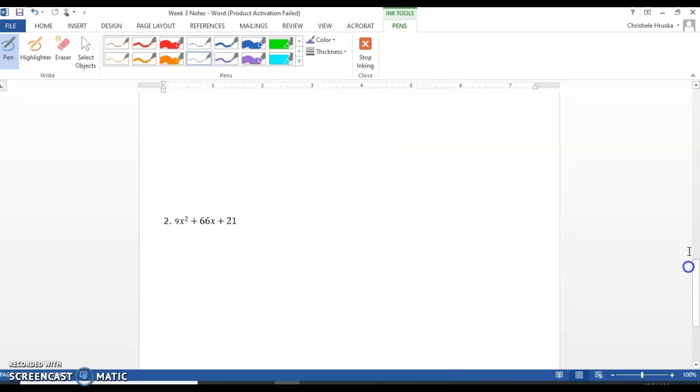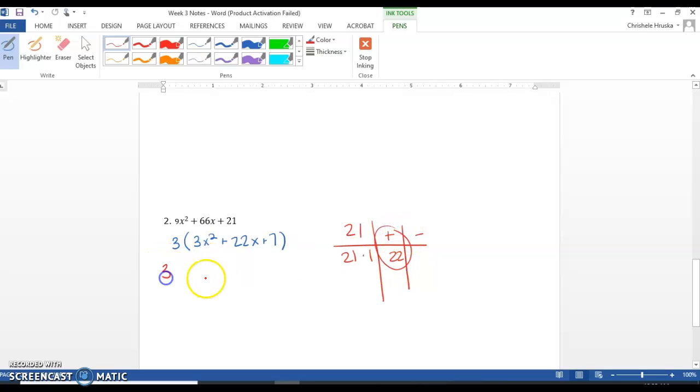Okay, this one looks like a beast. But what I see is that all my coefficients here are divisible by 3. So I'm going to factor out a 3 first. So that would leave me with 3x squared plus, what, 22x plus 7. Okay, that makes it a lot easier. Now I see that my a and my c value multiplies to 21. And we have 21 and 1, and that's where I'm going to get my 22. So I have this 3 hanging out all day.